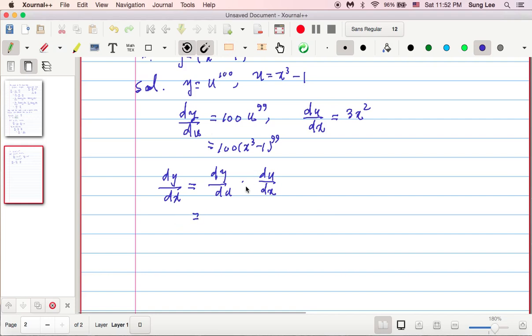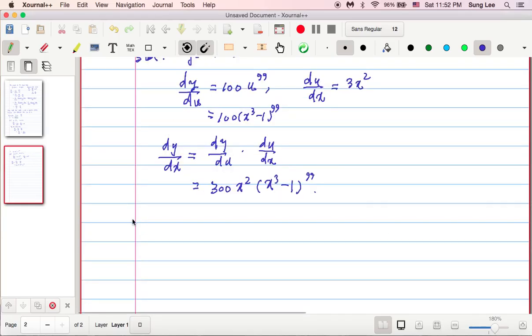So this equals 100 times x cubed minus 1 to the power 99 multiplied by 3x squared, right? So that's going to be 300 x squared times x cubed minus 1 to the power 99. So that's going to be the derivative dy by dx.